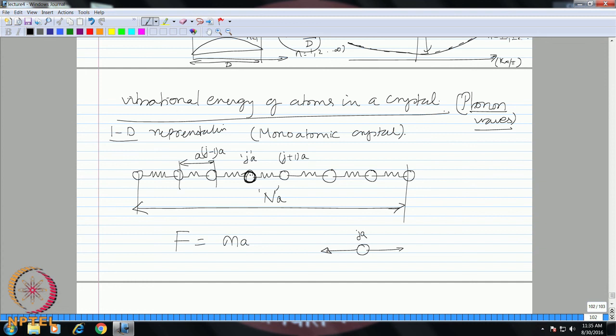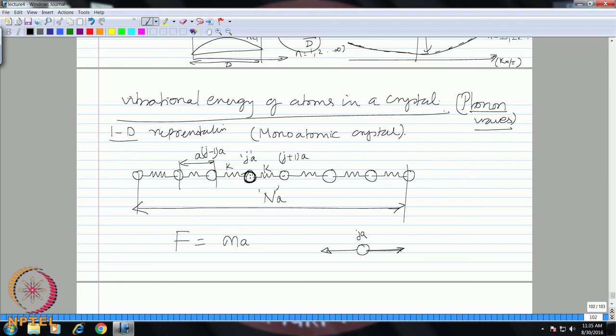Now, can you write down what will be the force acting in this direction? Let us only consider neighbors now, let us not complicate it by including a very large neighborhood, just the immediate neighbor. So, that is the force between this atom and this atom. We know the spring constant K. I want you to just write down the forces.